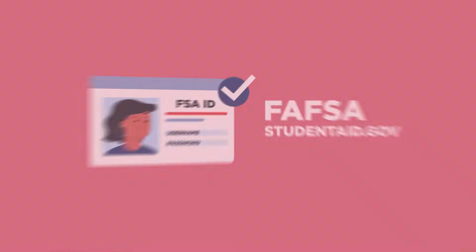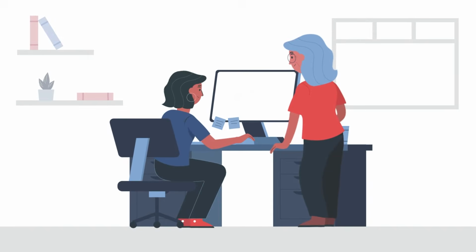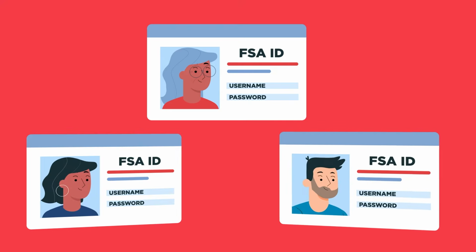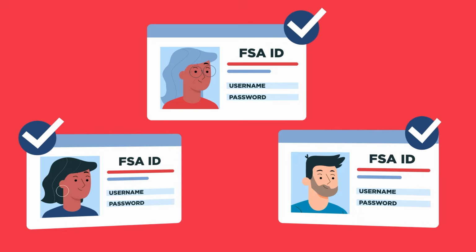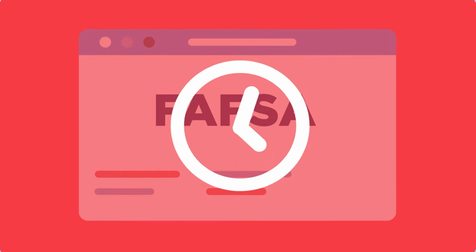If the FAFSA requires your parent or spouse's information, they will need their own FSA ID that is linked to their email address. You, your parents, or spouse, if applicable, should each create an FSA ID prior to completing the FAFSA for the first time to prevent delays in completing the application quickly.